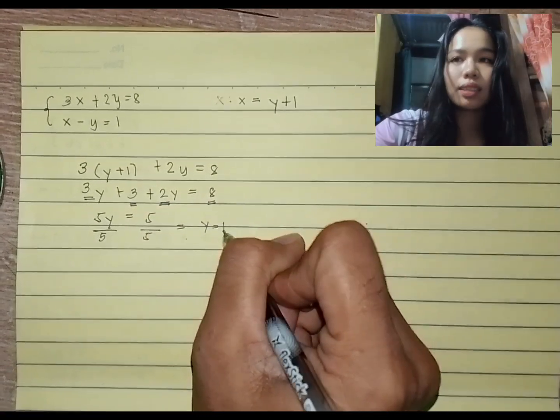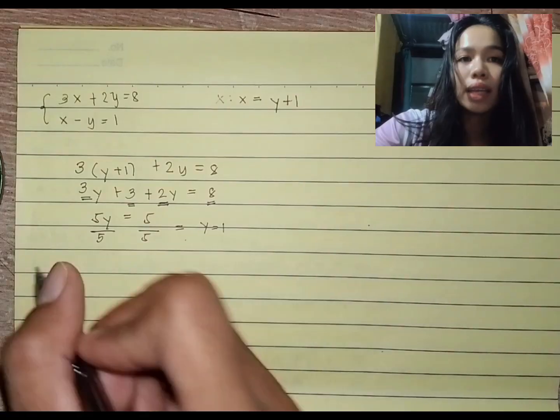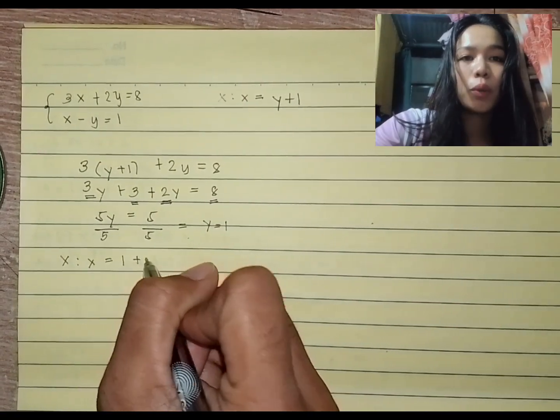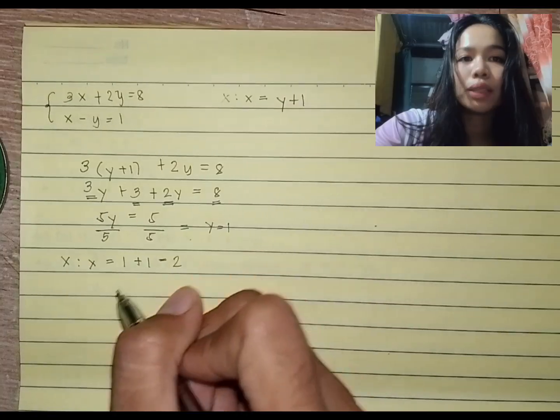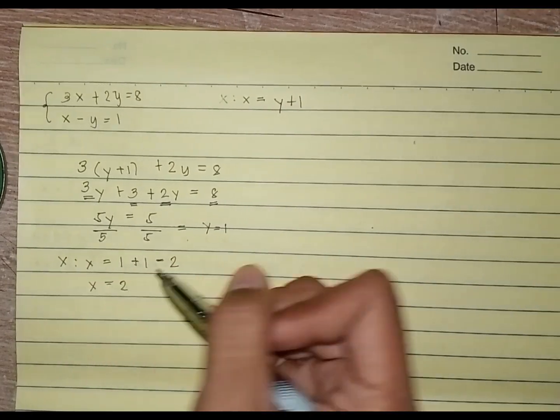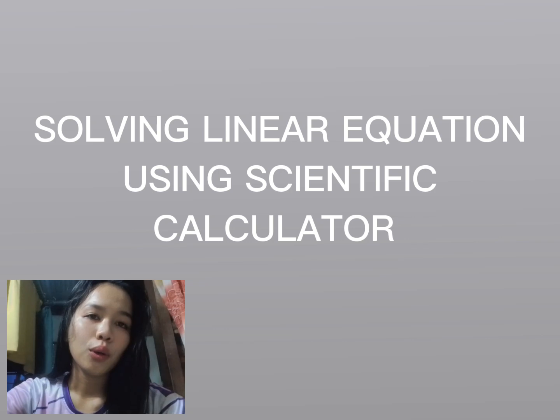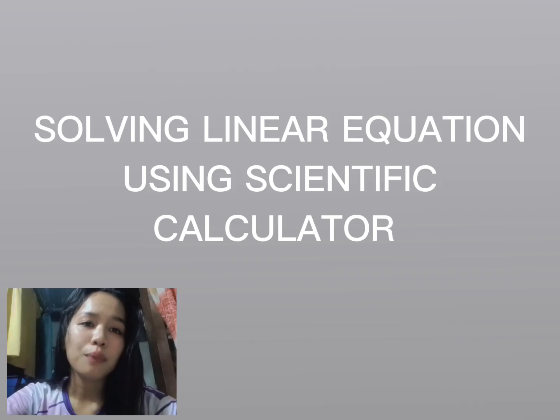To find x, substitute y is equal to 1 back into the isolated variable, which is x is equal to y plus 1. And that's it. We can also use a scientific calculator to solve it easily. Just enter the respective values.